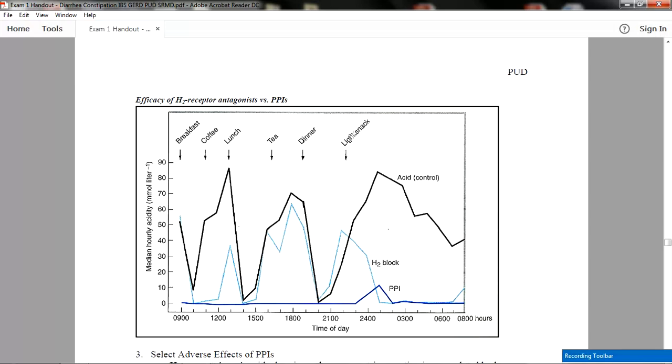So notice a light snack has a kind of minimal impact on that because it's not big enough. But a dinner or anything with a lot of substance to it can help to neutralize the acid that's already in the stomach, just very temporarily. So not for too long.